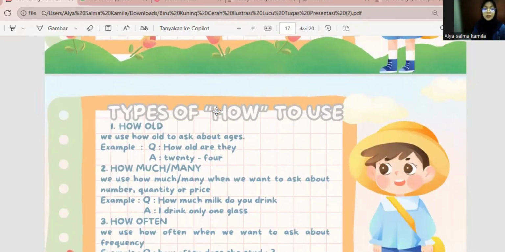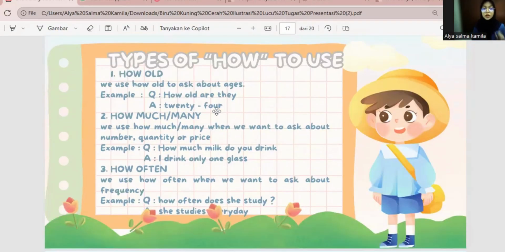And types of how to use. How old? We use how old to ask about age. Example, "How old are they?" 24. How much or how many? We use how much or how many when we want to ask about number, quantity, or price. Example, "How much milk do you drink?" I drink only 1 glass.